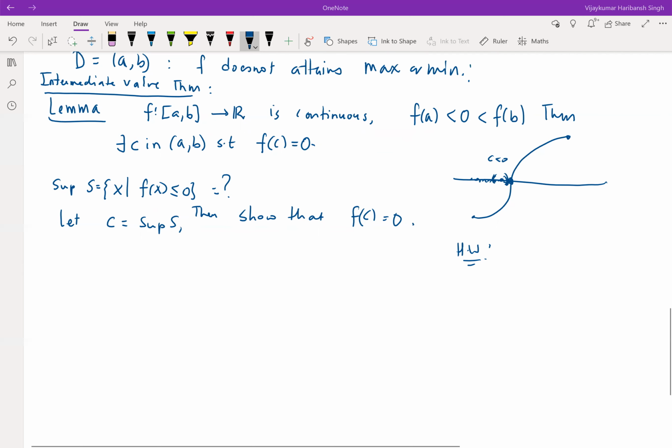Yes, every interval of the form [a, b] where a and b are real numbers is bounded, right? Exactly, because of being closed and bounded, therefore it's compact. Anyway, so let's move ahead. Using this lemma, you can prove what is called the intermediate value theorem.